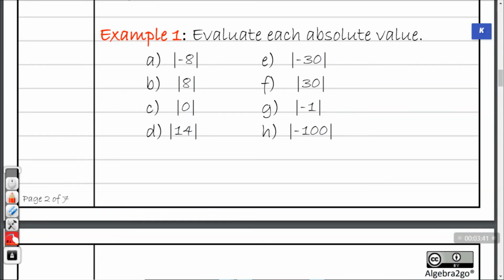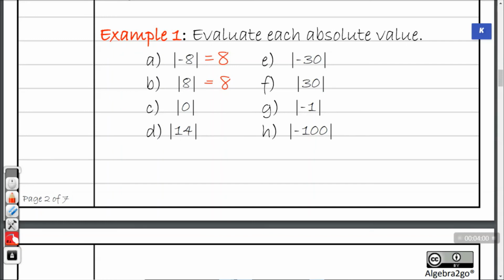In this example, let's take a look. All right, the first one, the absolute value of negative 8. Well, that is 8. It just makes it positive. What's the absolute value of 8? Well, that is 8. All right, both negative 8 and 8 are a distance of 8 away from 0.